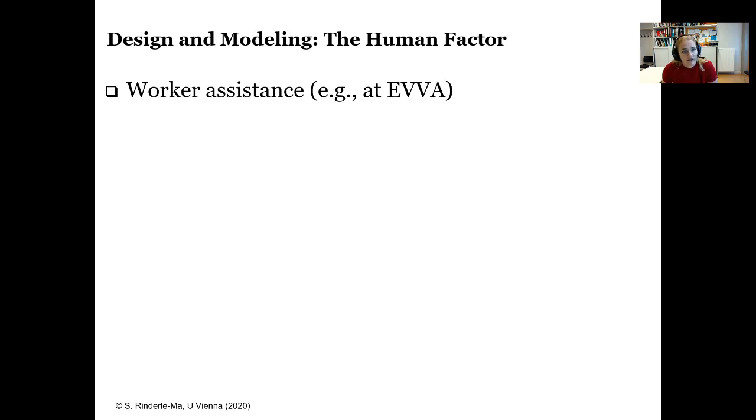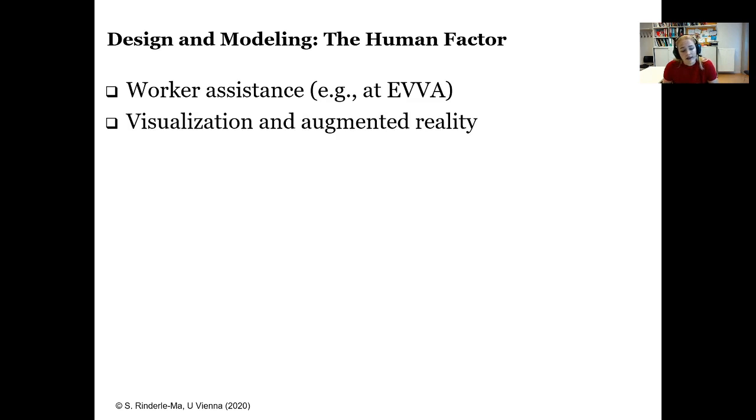For the human factor, as we saw in the second use case, it's very important to have this worker assistance. Then we can think this further. This was a worker assistance that showed a UI where instructions were given. But we could extend this and say we have maybe more advanced visualizations or even use augmented reality to guide users through their task.